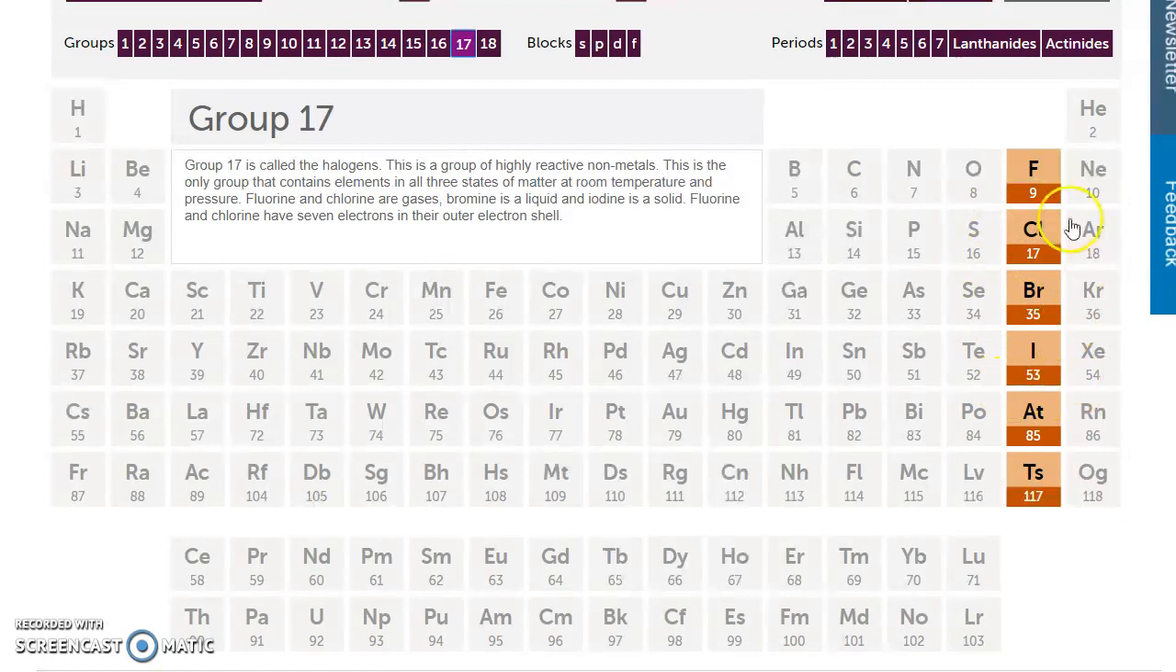They're the only 3 that we have to worry about in terms of the halogens. But again, they all have 7 valence electrons because they have 7 in their outer shell, and they therefore all react in a very, very similar way. We also need to know where the transition metals are.